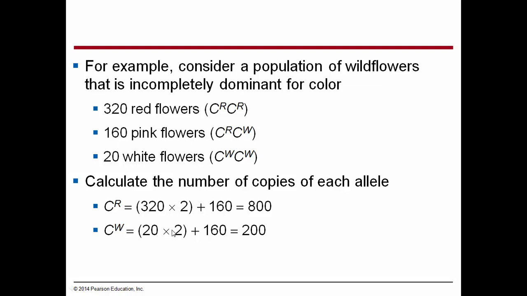And the 20 white flowers. Okay, so this is incomplete dominance, so these two traits are codominant. I incorrectly stated that one was dominant and one was recessive, but we'll clarify that in the rest of this exercise. So 20 white flowers times 2, those are each of those alleles there, and then plus 160, one for each of these 160 incomplete pink flowers.